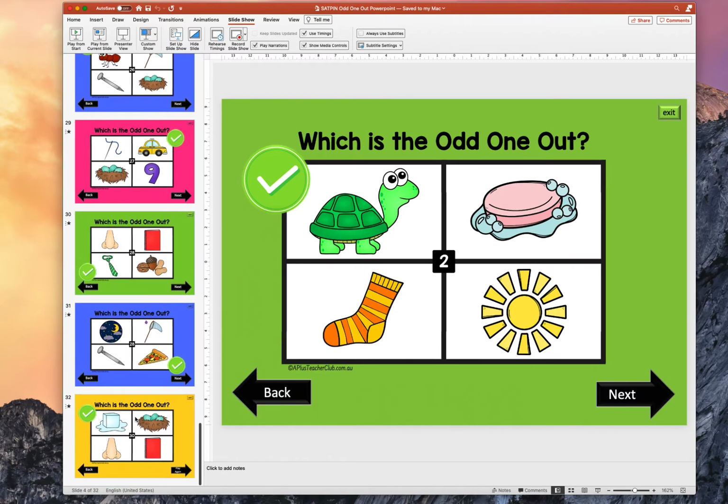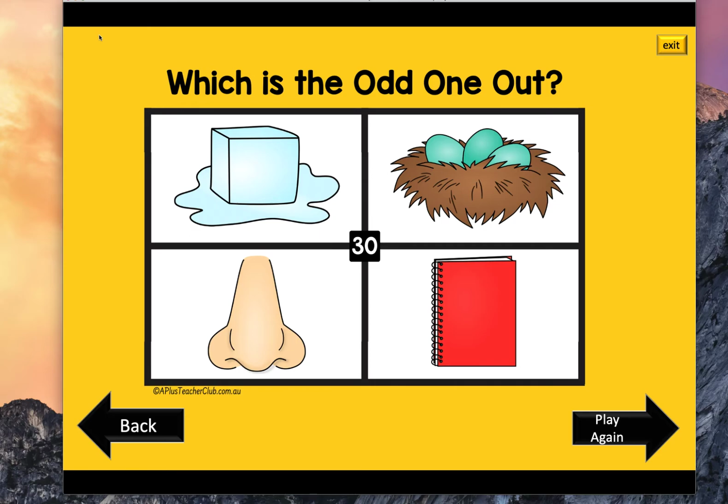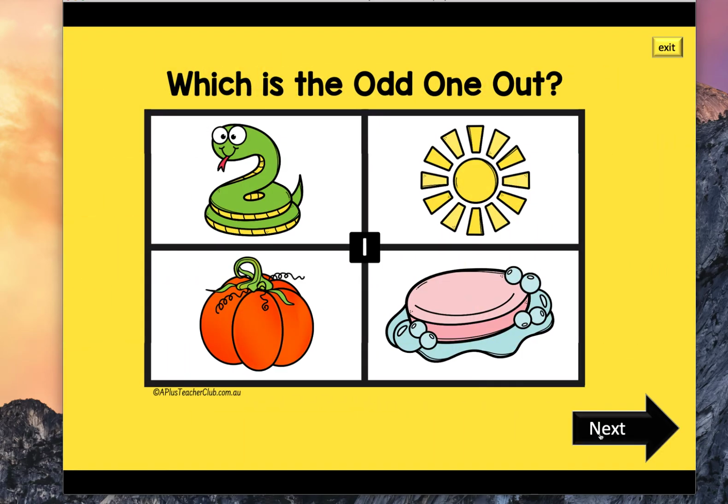I just want to take you to the end slide, and show you what happens on this slide. So we're going to click the one that I think is odd. Oh, I'm wrong again. Oh, it must be ice cube. And that's right. You get a choice of either going back, exiting, or starting again, and it takes you back to the first slide.